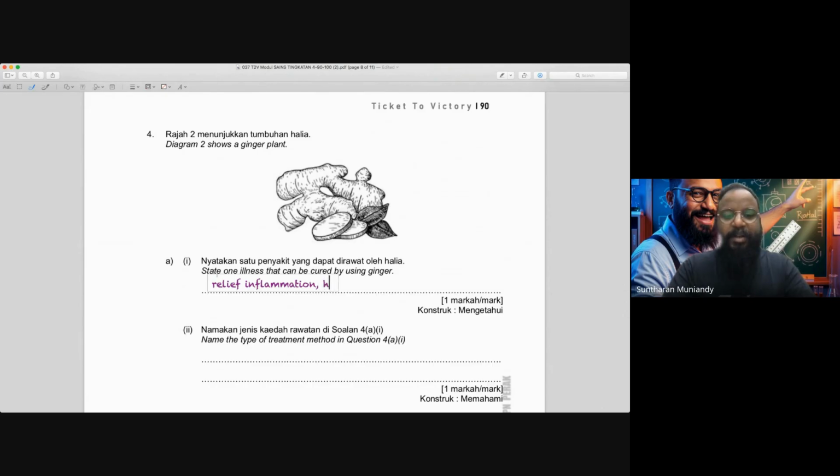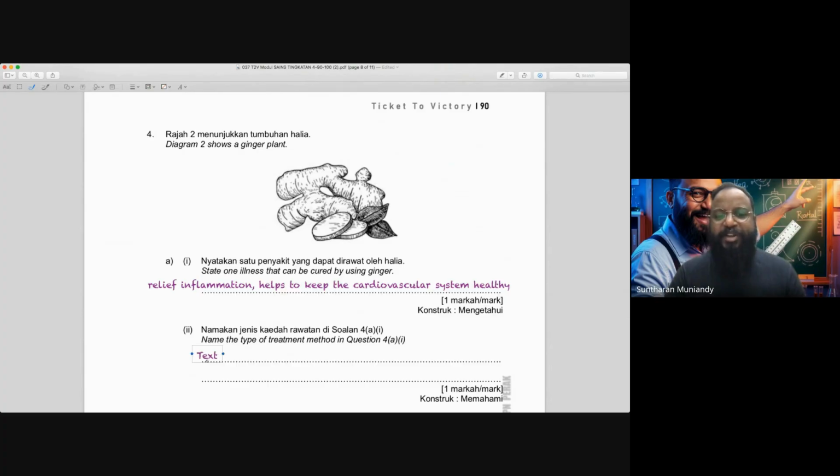Helps to keep the cardiovascular system healthy. It relieves inflammation, or it helps to keep the cardiovascular system healthy.